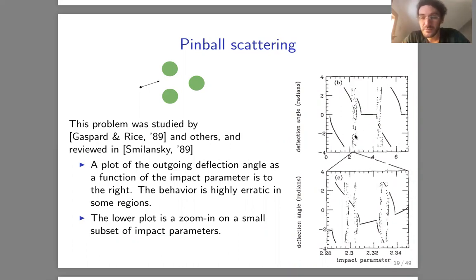In an arbitrarily small region of impact parameters, you can get a complete range of deflection angles.